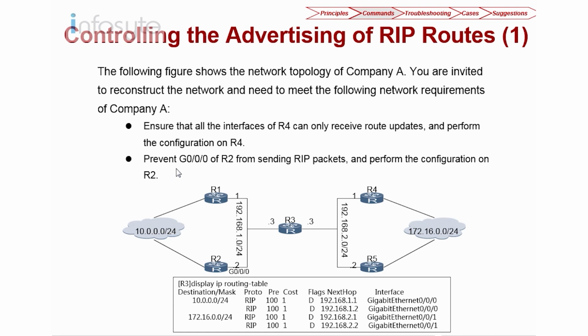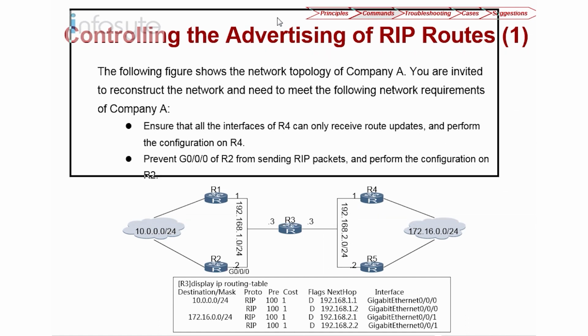Now, the second task is to prevent GE 0/0/0 of R2 from sending RIP packets, and perform the configuration on R2. So in other words, you are not allowed to send this configuration on the interface. Whereas on R4, you are not supposed to send on both the interfaces. So let's look into the configuration.